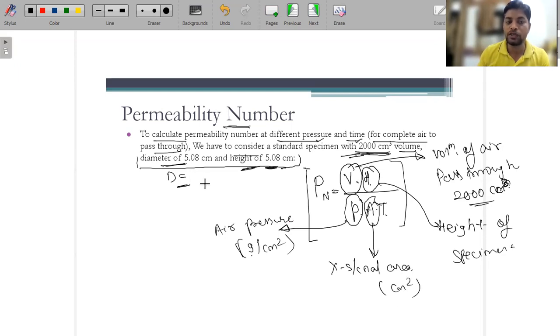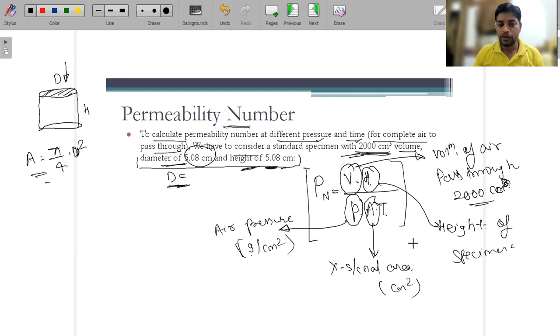And if we talk about the diameter, this is a cylinder, the specimen that we are using. Then this is height and this is diameter. So from this side, this is the cross sectional area, which will be equal to pi by 4 into d square. So whatever the diameter is given to you, just go for it and square it.